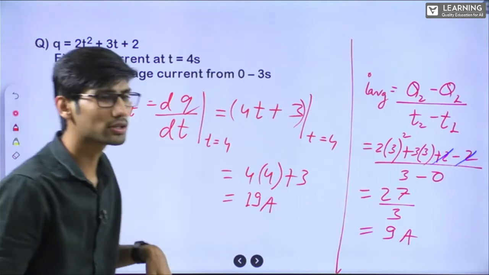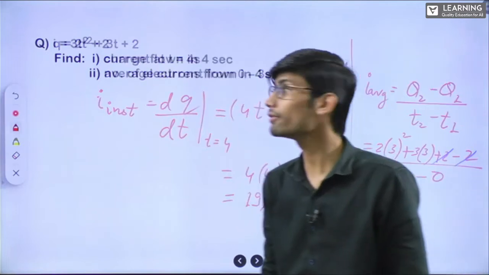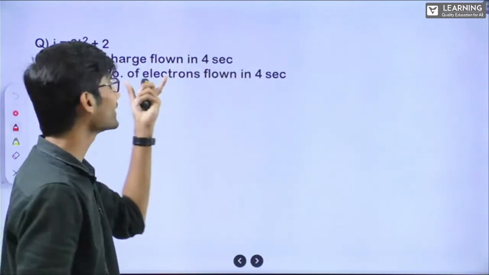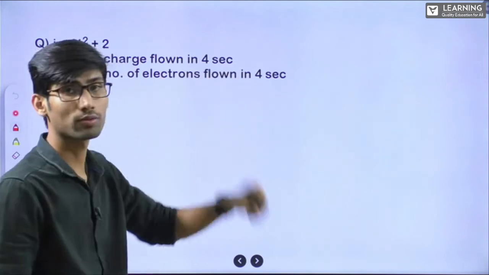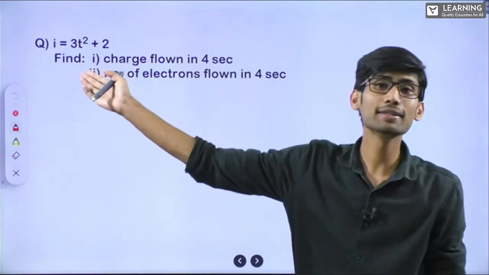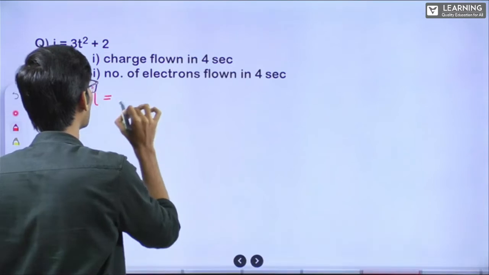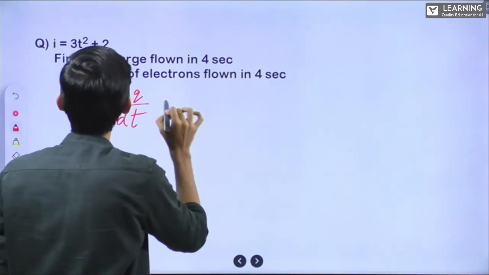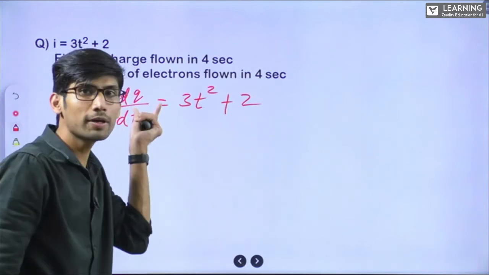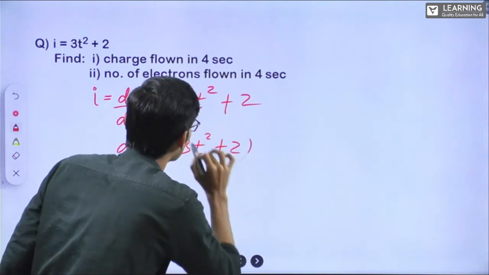So if Q as a function of T is given, can you find out the current? Okay. Now suppose I is given to you, again as a function of time. Now you have to find the charge flown in 4 seconds and the number of electrons flown in 4 seconds. How will we do that? Again, I is equal to dq by dt, that is equal to 3t square plus 2. So dq will be 3t square plus 2 dt.